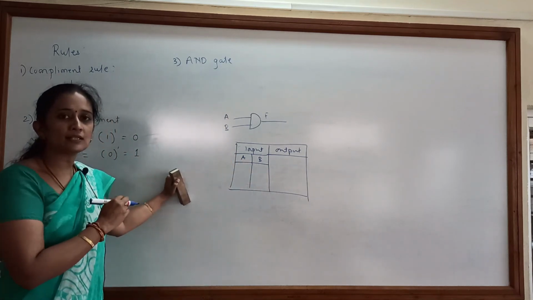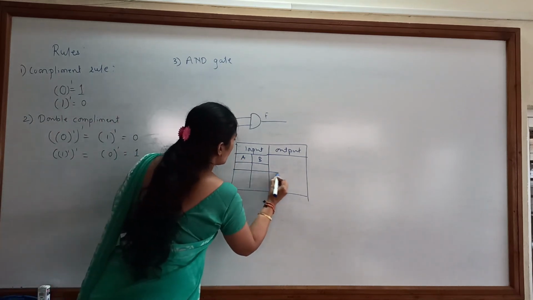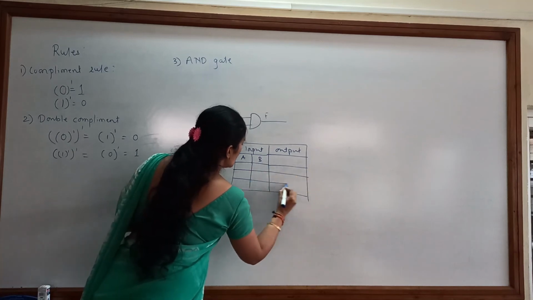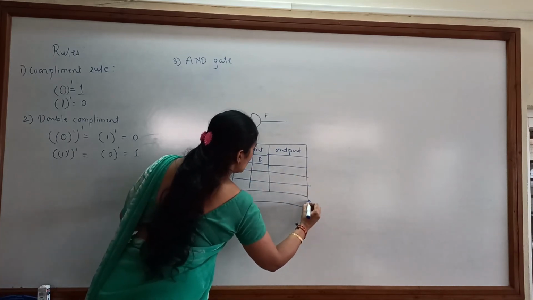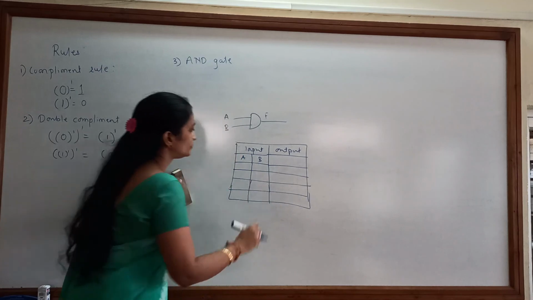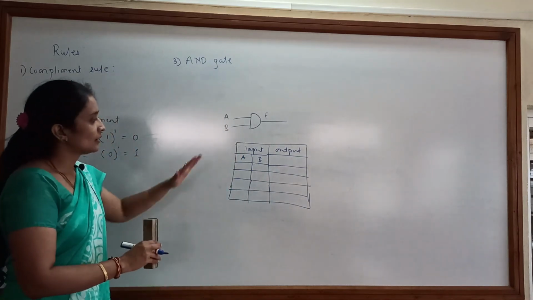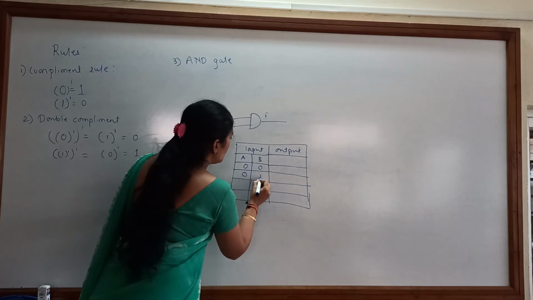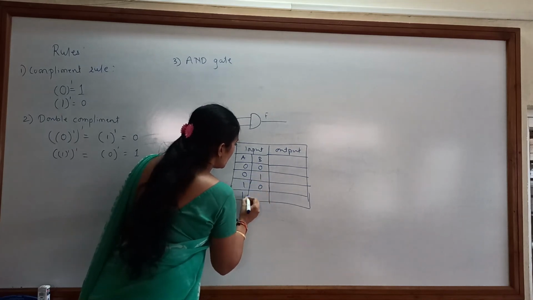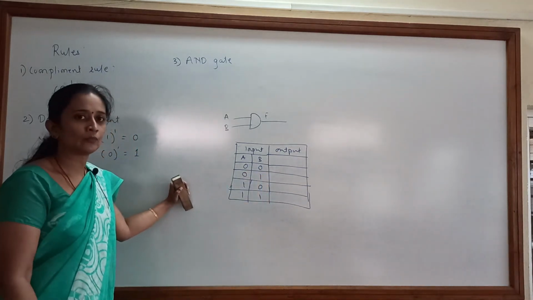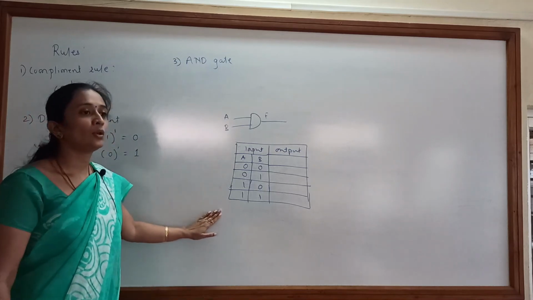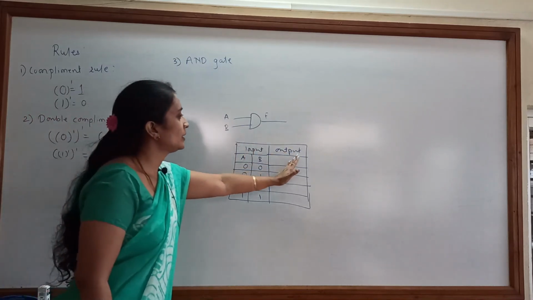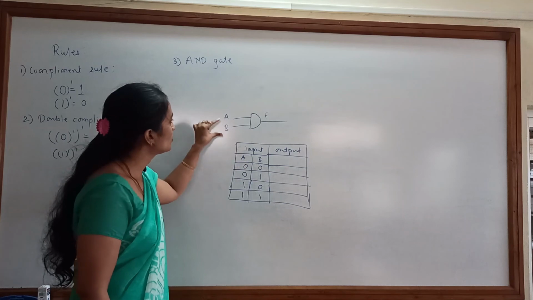How many possibilities are there? 4 possibilities. 1, 2, 3 and 4. Write down those possibility. If both are 0, B is 1, A is 1, both are 1. This is called as a truth table. Now what will be the output? If both inputs are 0.